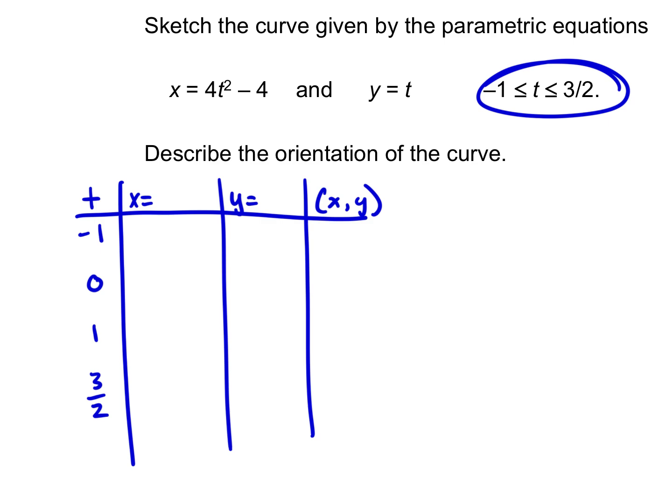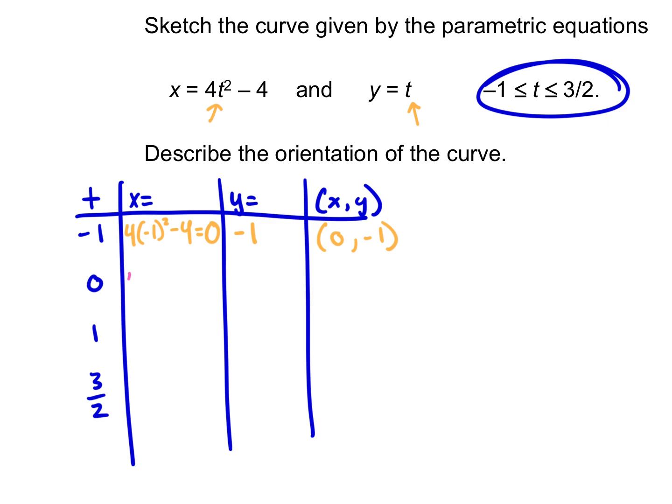So first thing we want to do is plug it into our x equals equation, we're going to plug it into the t. So we have 4 times negative 1 squared minus 4. Negative 1 squared would be 1. 1 times 4 is 4. 4 minus 4 would be 0. Perfect. And then when we plug it into our y equation, it's just t. So we don't even have to do any math there. Our y equals would just be whatever t is, so negative 1. So our first point is going to be 0, negative 1.